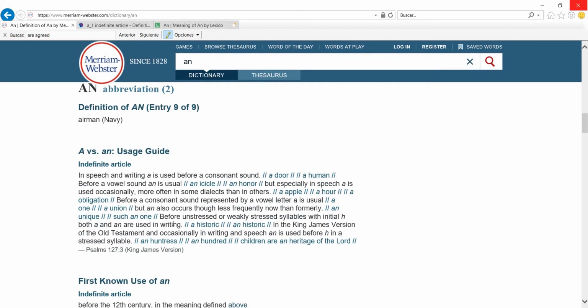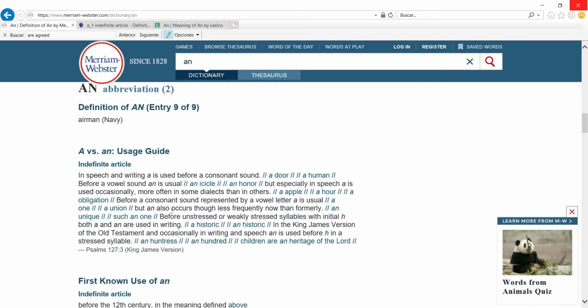about the usage, right? And here in the beginning you find what you usually find in different books, which explain the use of a and an. But here it says before unstressed or weakly stressed syllables with initial H, both a and an are used in writing. So you say a historic or an historic. In the King James Version of the Old Testament and occasionally in writing and speech, an is used before an H in a stressed syllable, right?